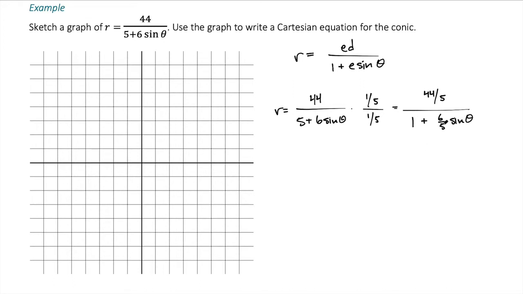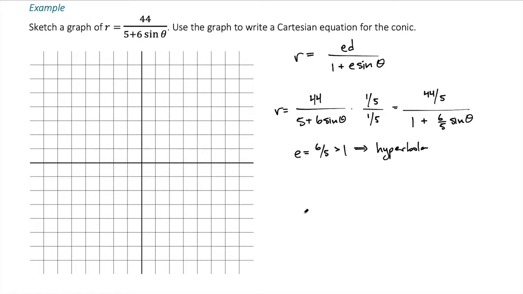Okay, so now we see that E is equal to 6/5. So that's the eccentricity of the conic, which is greater than 1, which means that we have a hyperbola. Oops, that's not how you spell hyperbola. Hyperbola. Okay, now, because this is a sine, we know it's going to be a vertically oriented hyperbola, meaning that the directrix will be horizontal, and our branches of the hyperbola will be moving away from it.